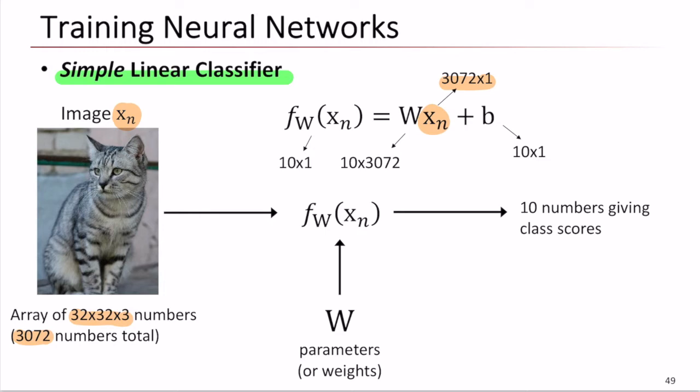To solve this using a simple linear classifier with a parameter w, because our final output should be 10 by 1, because we consider 10 kinds of class labels, your learnable parameter w is 10 by 3072, and the bias is going to be 10 by 1. Let's just imagine. Then your mapping function can generate the 10 numbers giving the class score. Then let's talk about how to train W and b, and how to find the optimal parameters W and b in the case of the simple linear classifier.